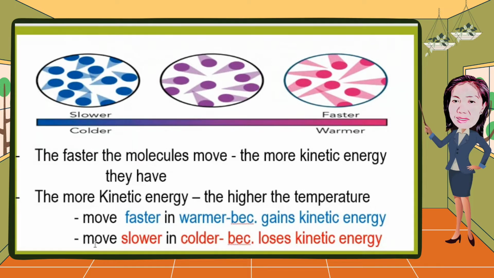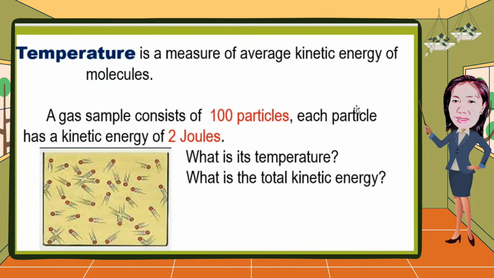The molecules move slower in colder conditions because they lose kinetic energy. So take note that if the temperature is very low, the motion of the particles is slow. If the temperature is high or warmer, the movement of particles is fast. Okay, another definition of temperature is a measure of the average kinetic energy of molecules.